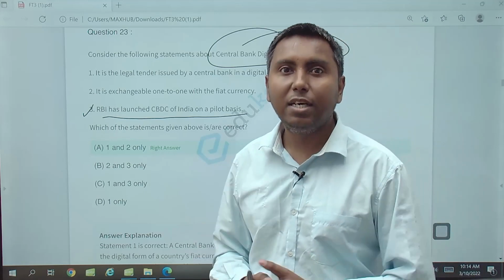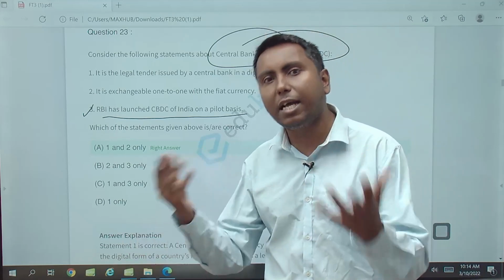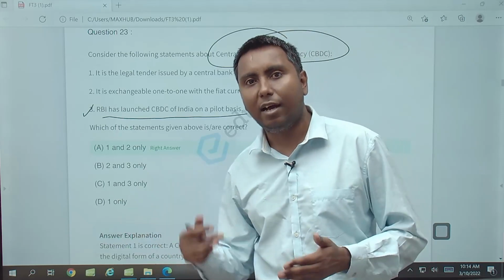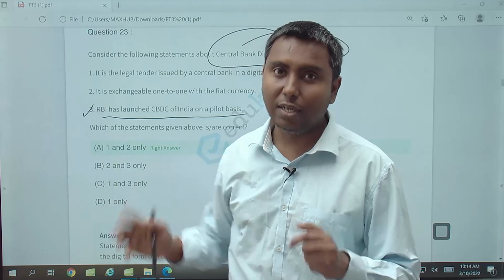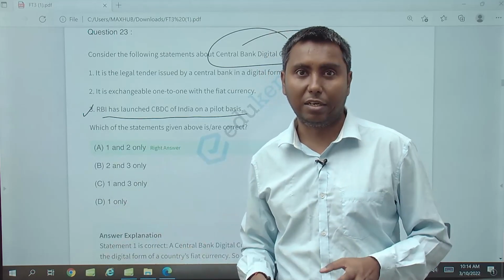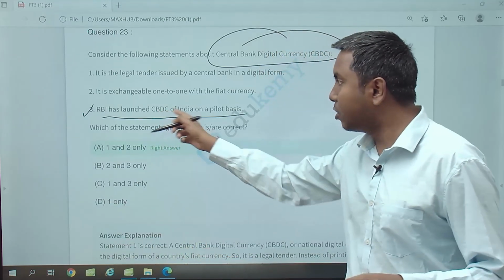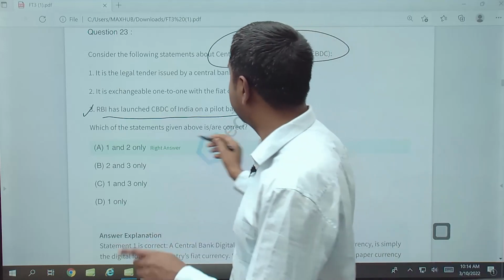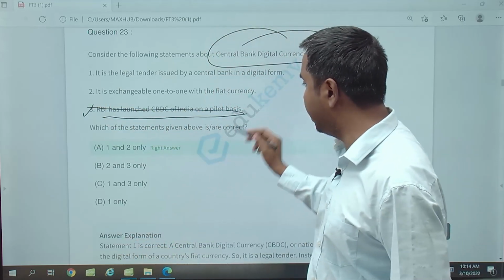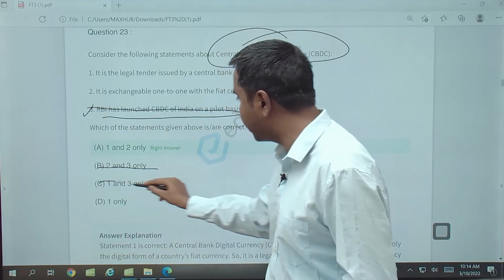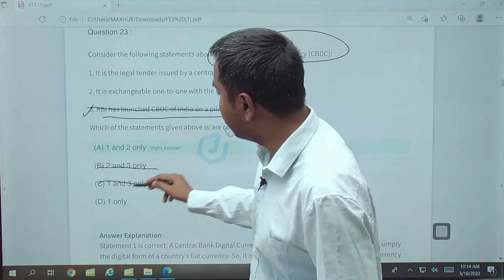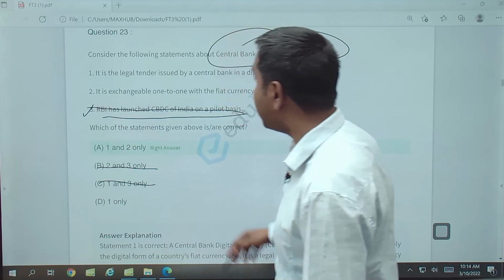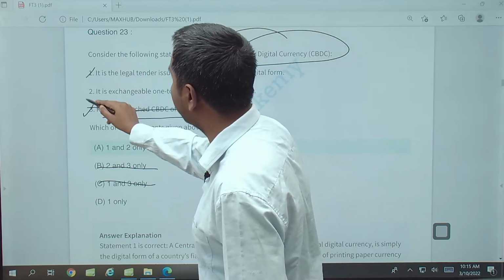You know that this year's budget has mandated RBI. It has said that RBI will launch in the next financial year. The next financial year is yet to start, which means RBI has not yet launched CBDC. Statement number 3 must be incorrect. If statement number 3 is incorrect, you have only 2 options, 1 and 2 only, and 1 only. So we won't bother about 1.